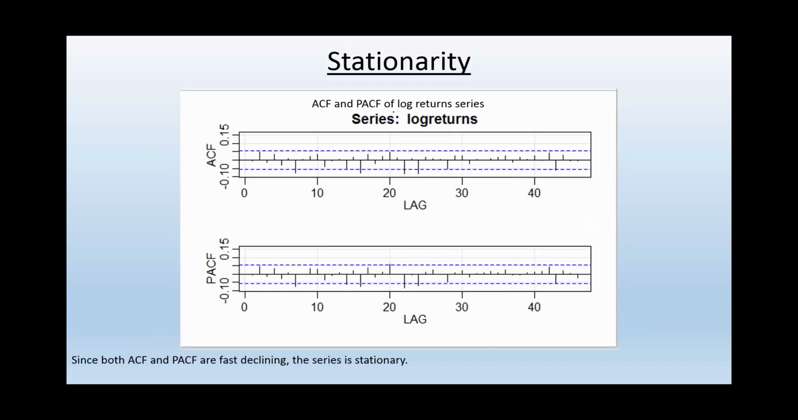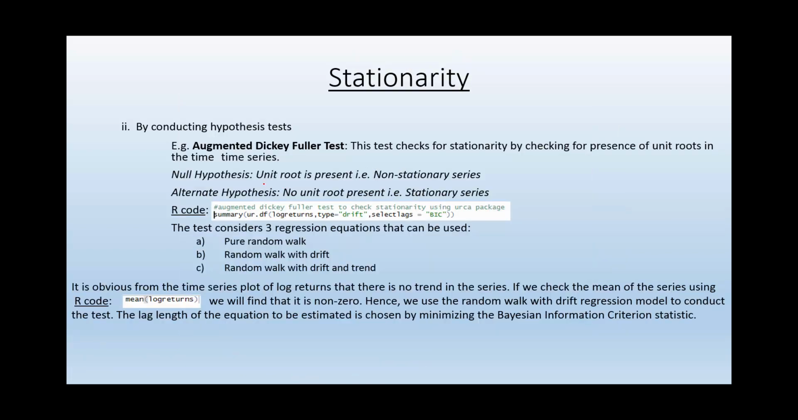Here is the ACF and PACF. The ACF and PACF show that they are both declining in nature, and they seem to be stationary. Although you should go ahead with hypothesis testing, even looking at the ACF and PACF, it is quite sure that it's a stationary series. You can also do an augmented Dickey-Fuller test. I'm not going to get into the details because we have covered that in ARIMA.